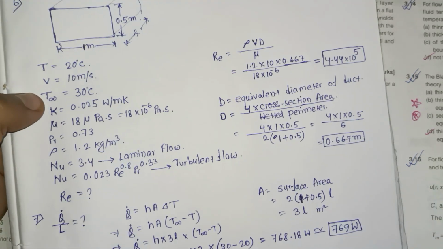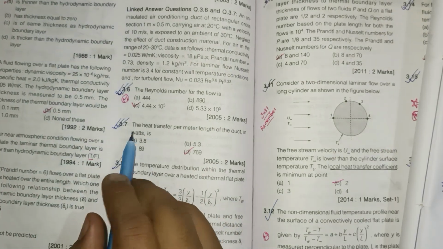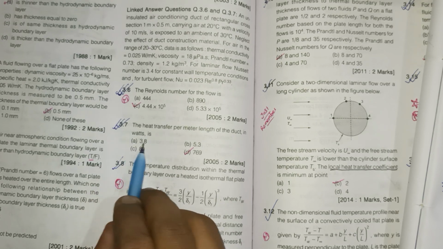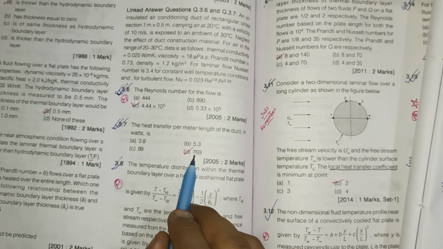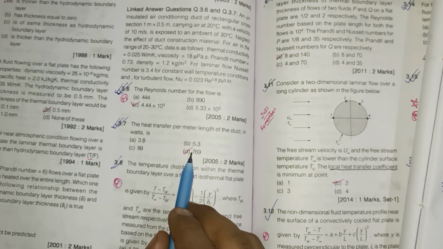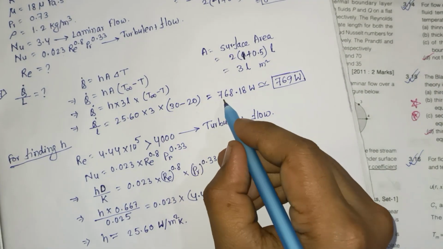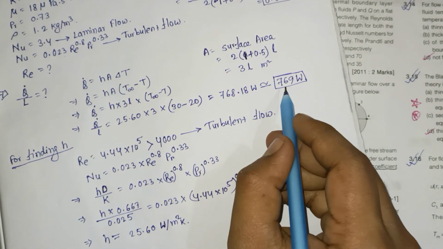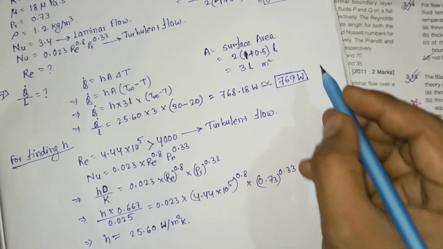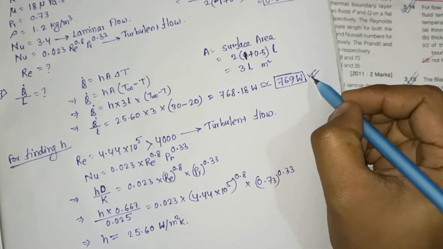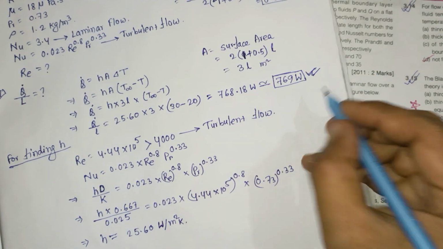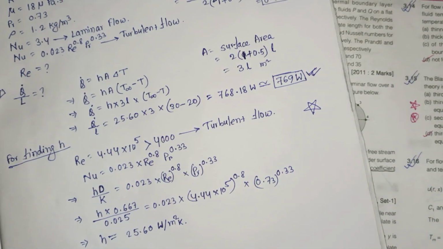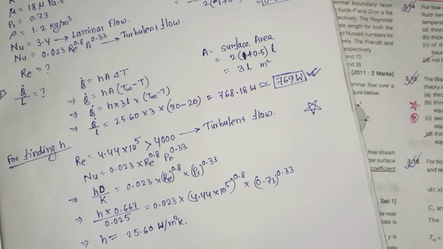Now check the answer. In question number 7, the options are A 3.8, B 5.3, C 89, and D 769. So 769 is the correct answer. We are actually getting 768.18, but the option given is 769, so the correct option is 769 watt. Very important question, you have to remember this concept.